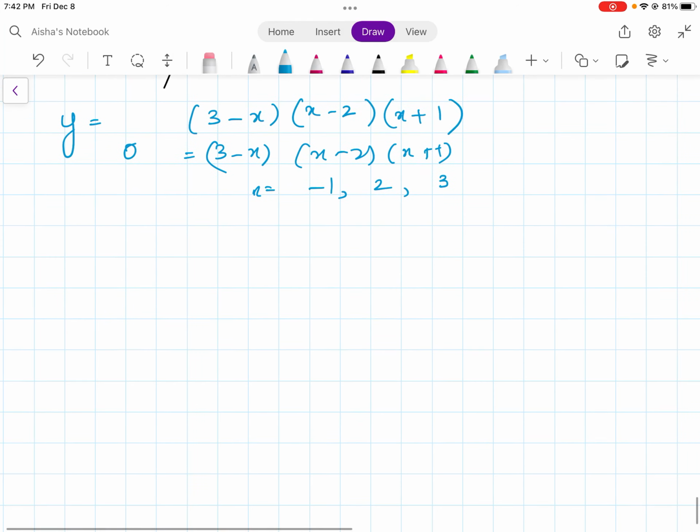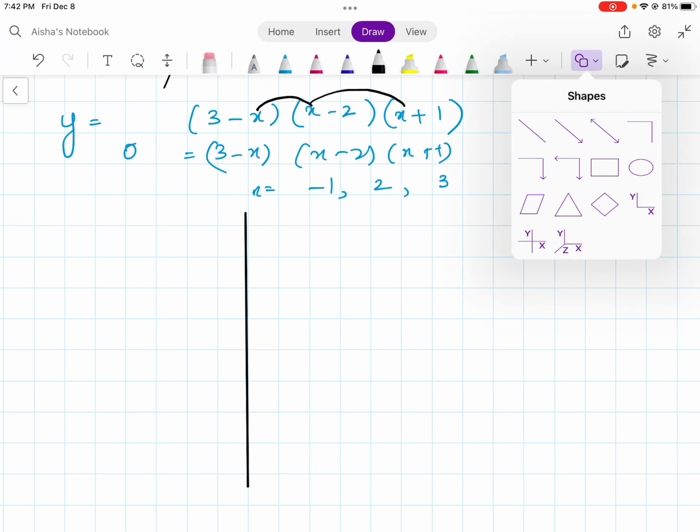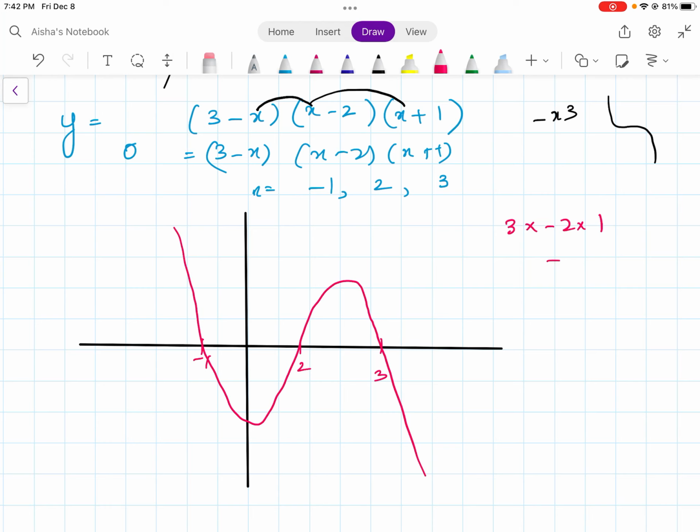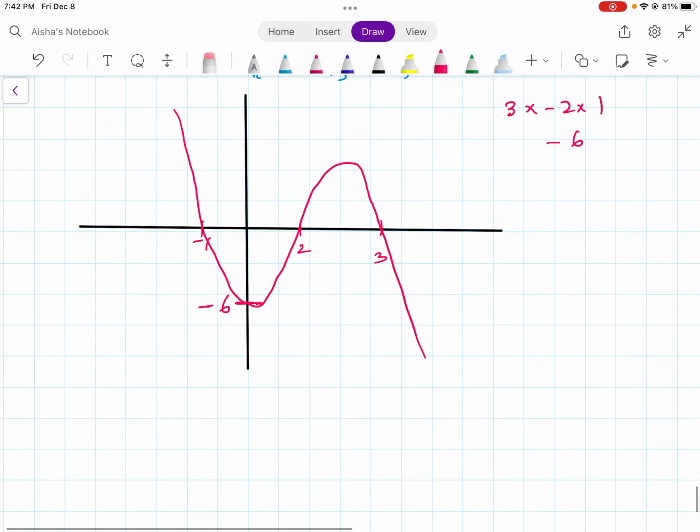Now when we multiply minus x into x, minus x square, minus x cube, meaning the graph will look like this. So this is minus 1, 2 and 3. Now y-intercept, 3 into minus 2 into 1, minus 6. ठीक है?